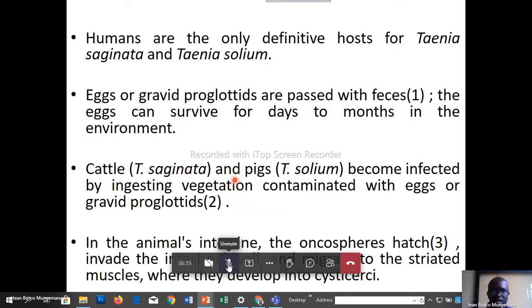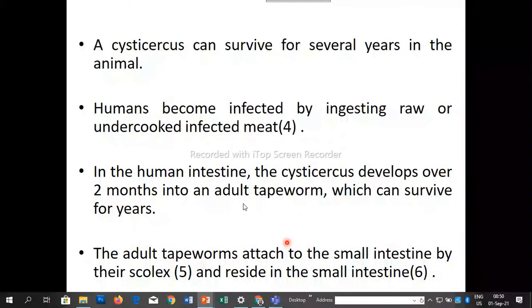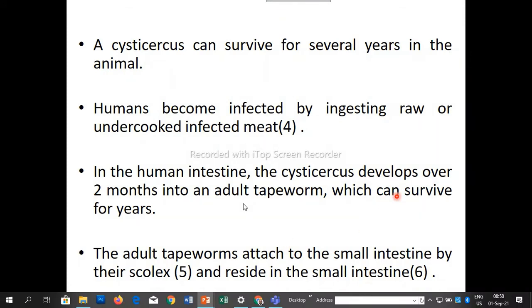Cattle, taenia saginata, and the pigs, taenia solium, become infected by ingesting waste contaminated with eggs or gravid proglottids. In the animal, the oncosphere, the larva that hatches from the egg, will invade the intestinal wall and migrate to the striated muscles where they will develop into cysticerci. A cysticercus can survive for several years in the animal muscle, and humans will become infected just by ingesting raw or undercooked infected meat. In the human intestine, the cysticercus will develop over 2 months into another tapeworm, which can survive for many years, 25 years.